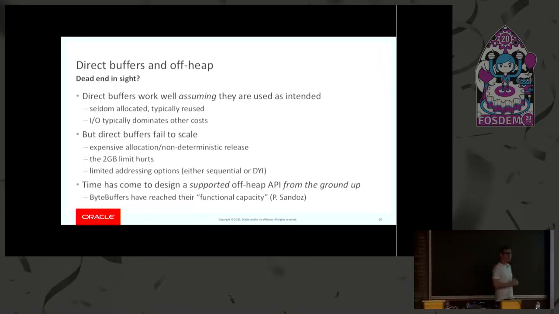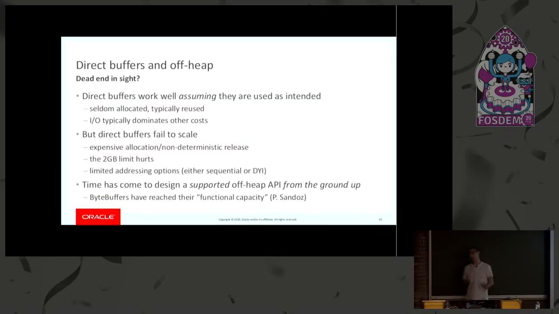Direct buffers work very well if you allocate, for example, a very big direct buffer and then you keep sharing it. And also because the cost of I/O operation typically dominates every other cost, all the stuff that I showed you before doesn't really matter, right? Unfortunately, though, ByteBuffer failed to scale when considering more general cases because you have no way to deterministically release the memory. So you basically either rely on the GC or you use some unsafe operation, but you still pay a lot upfront in order to allocate the buffer.